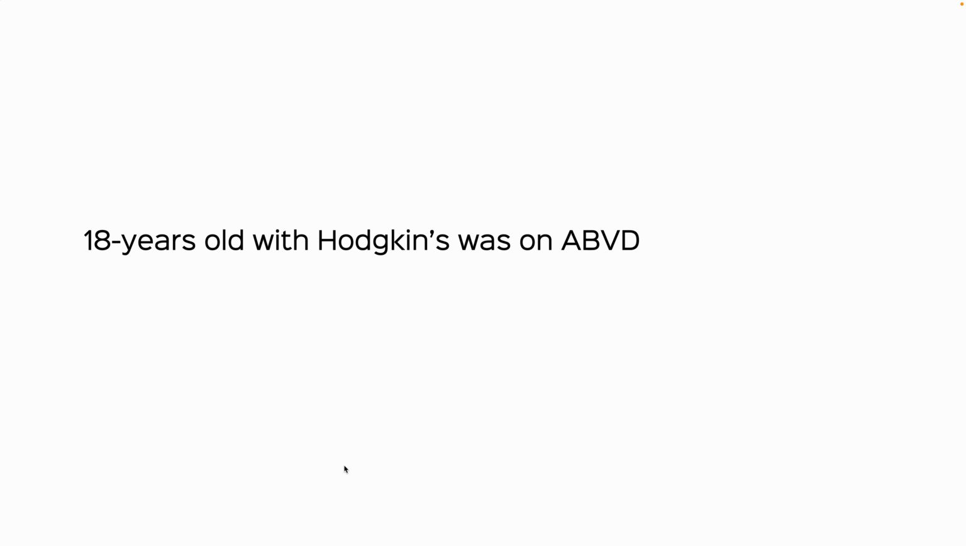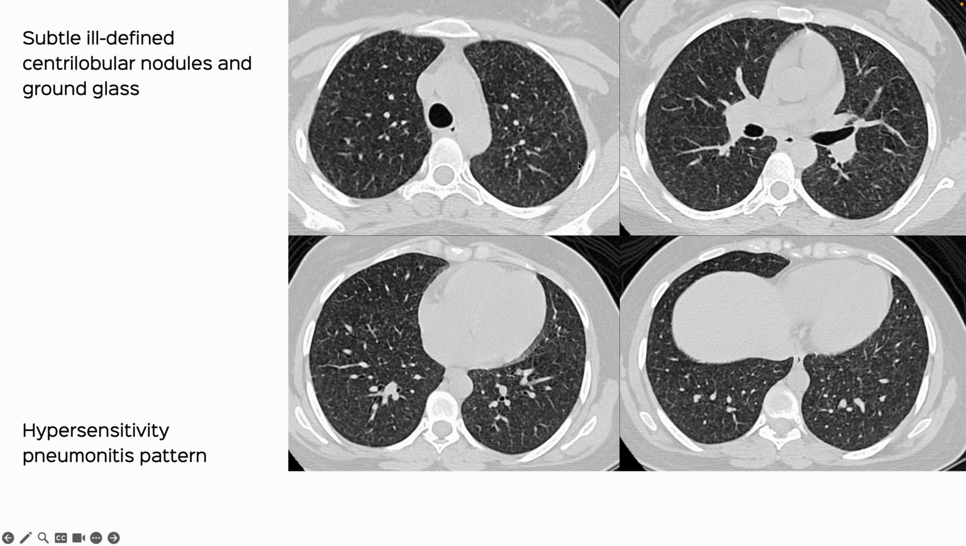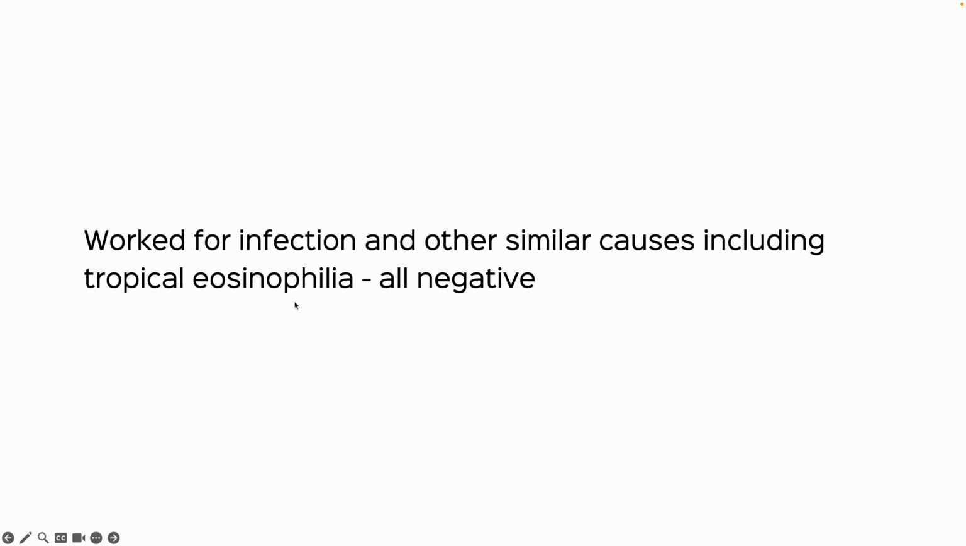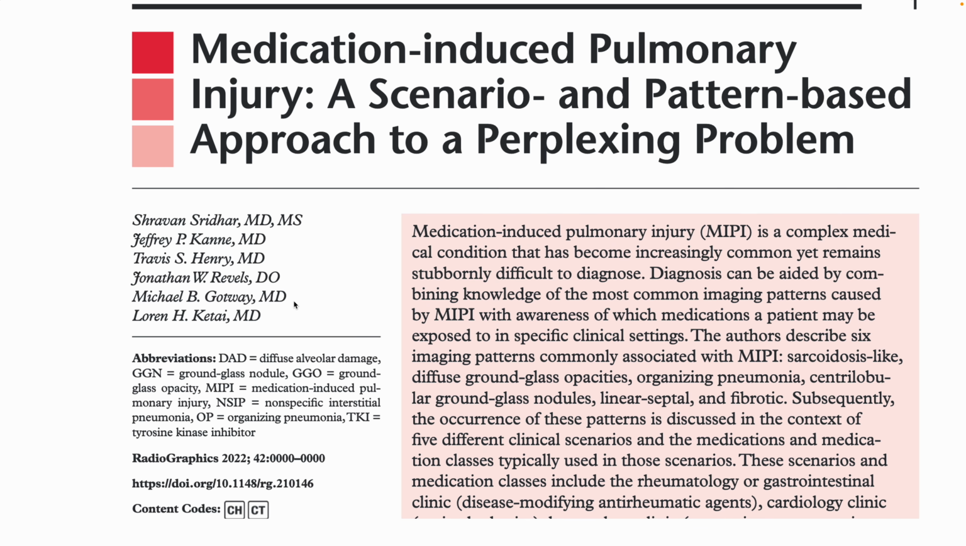This 18-year-old with Hodgkin's was on ABVD. At the end of 5 cycles, a follow-up PET was done. The patient had fever, dyspnea, and cough, and you can see ill-defined centrilobular nodules coalescing subtly into areas of ground glass. This is an HP pattern. The patient was worked up for infection and tropical eosinophilia, all negative, in which case this is consistent with bleomycin-induced lung injury.